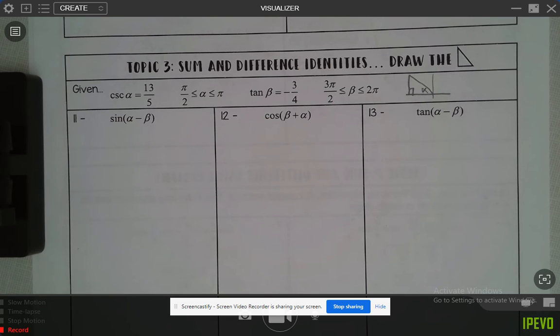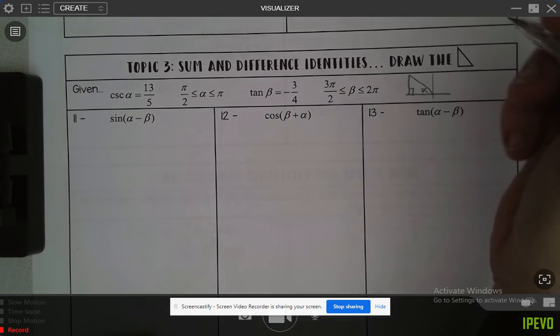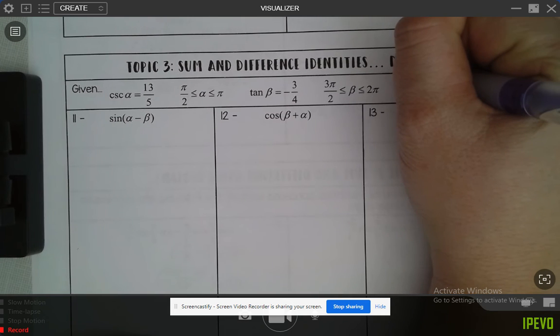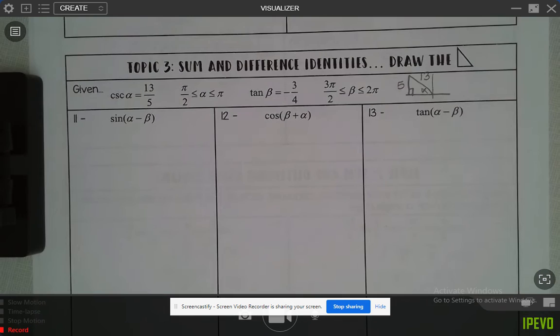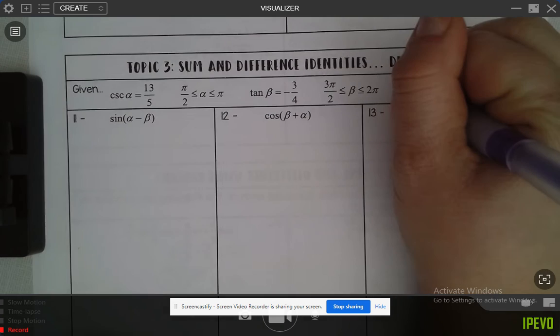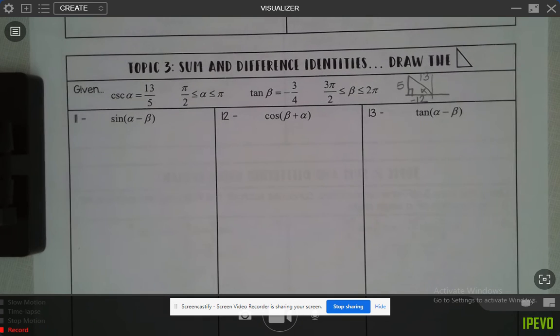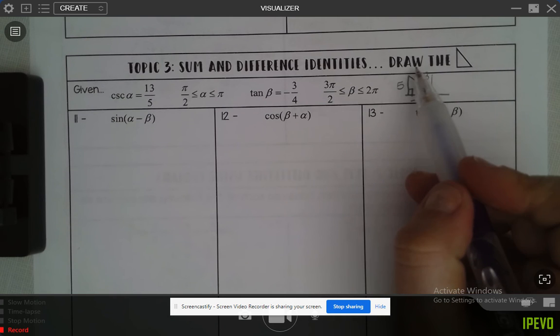The cosecant is 13 over 5. The cosecant is the reciprocal of what? Sine. So sine is opposite over hypotenuse. So my missing side length is what? Close. The number's right, the sign's wrong. It's got to be negative because you're going left. Your triangle's in the second quadrant, so your x value is negative.